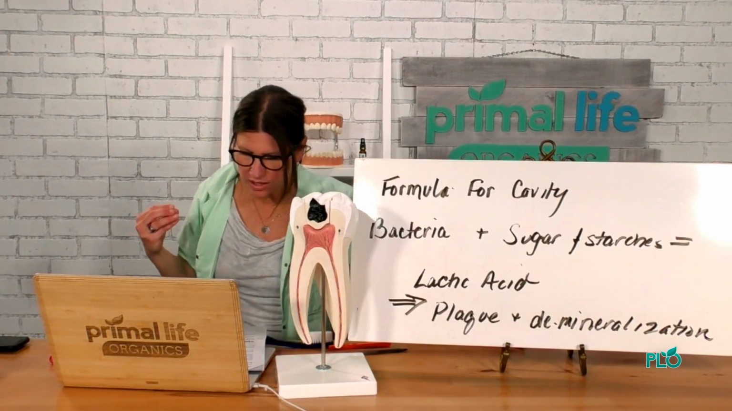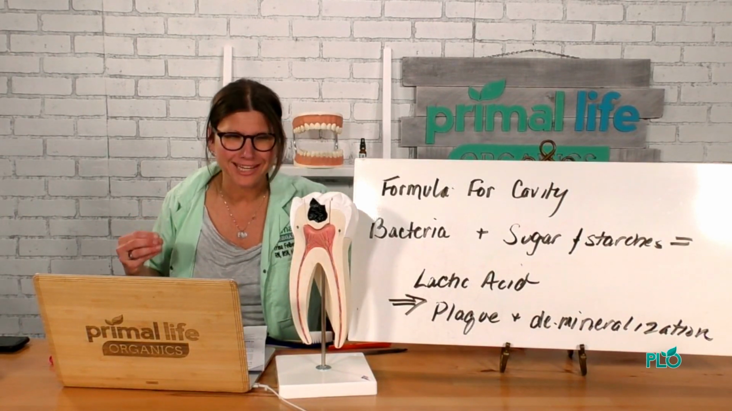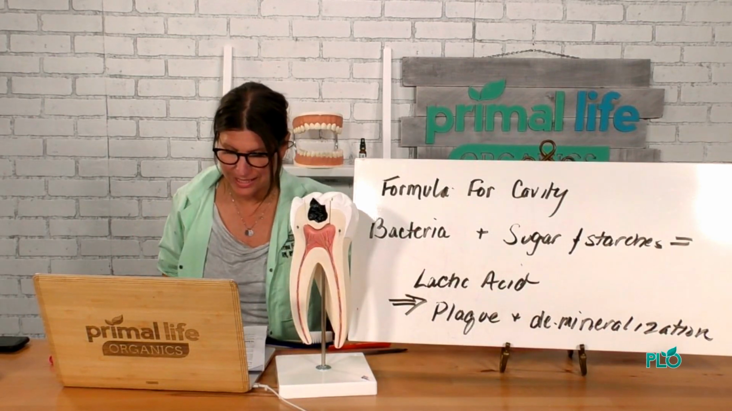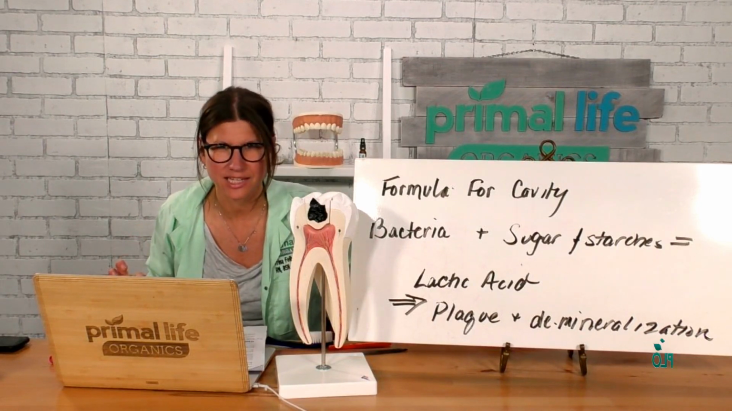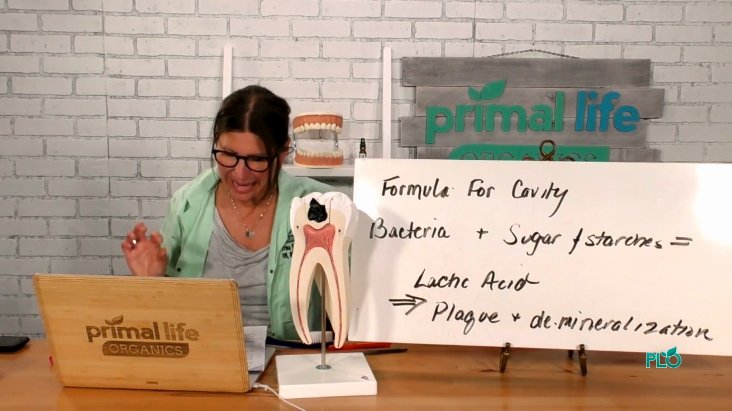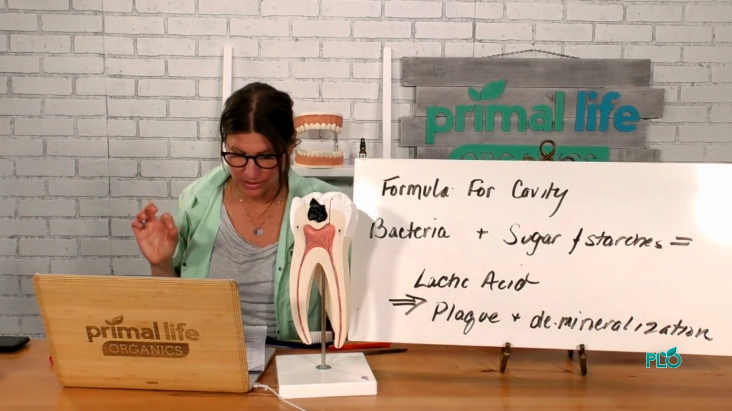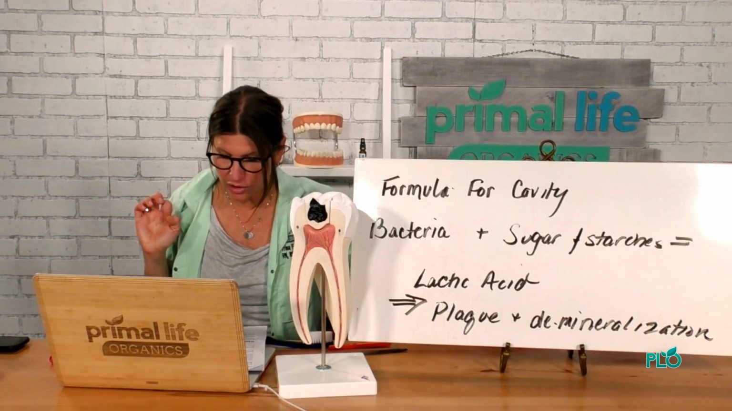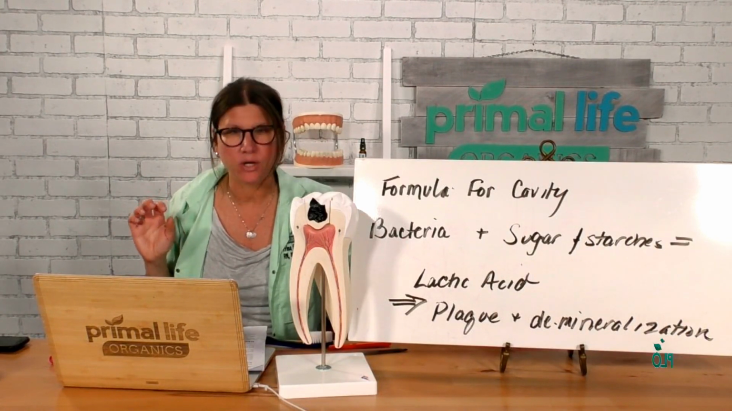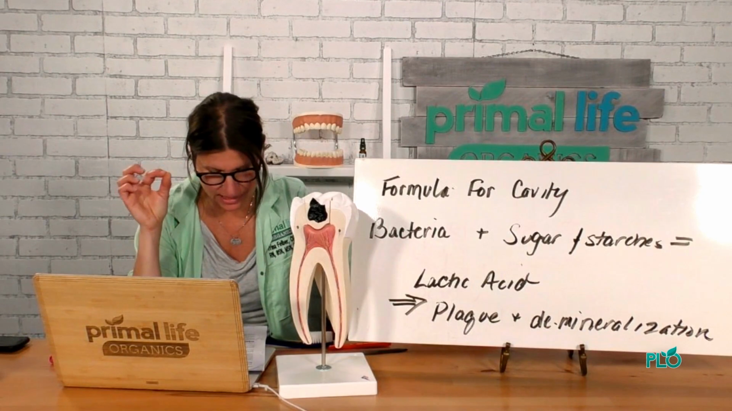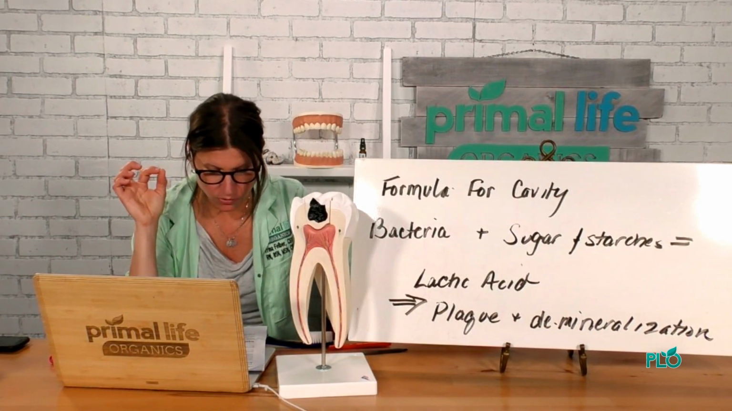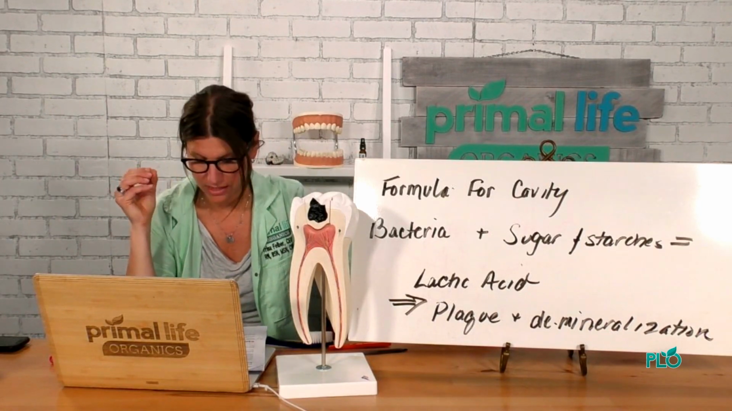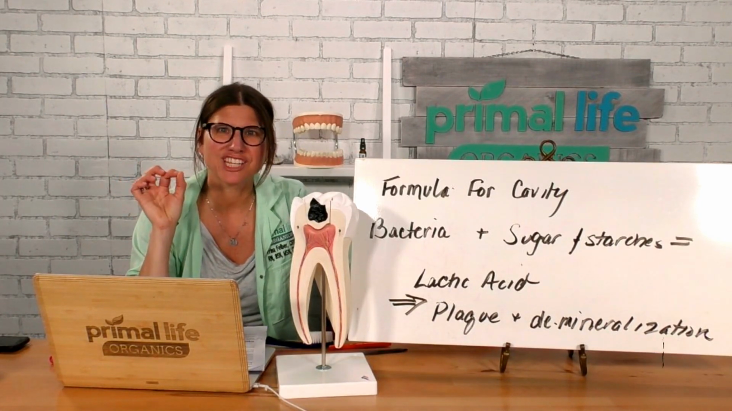So I want to talk a little bit about the enamel real fast. The enamel is the hardest substance in the human body and contains the highest percentage of minerals, even higher than bone. It has 96% minerals, and then it has a little bit of water and a little bit of organic material. So it's 96% minerals. The primary mineral is hydroxyapatite, which is created from calcium and phosphorus. So that's the main minerals in your teeth.